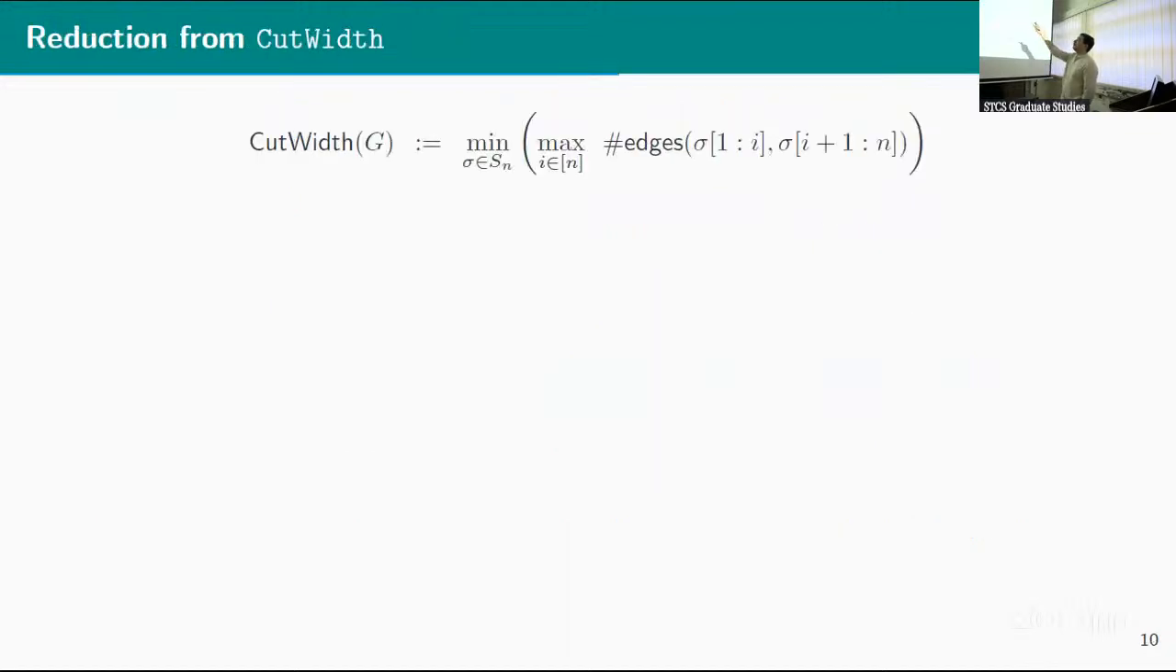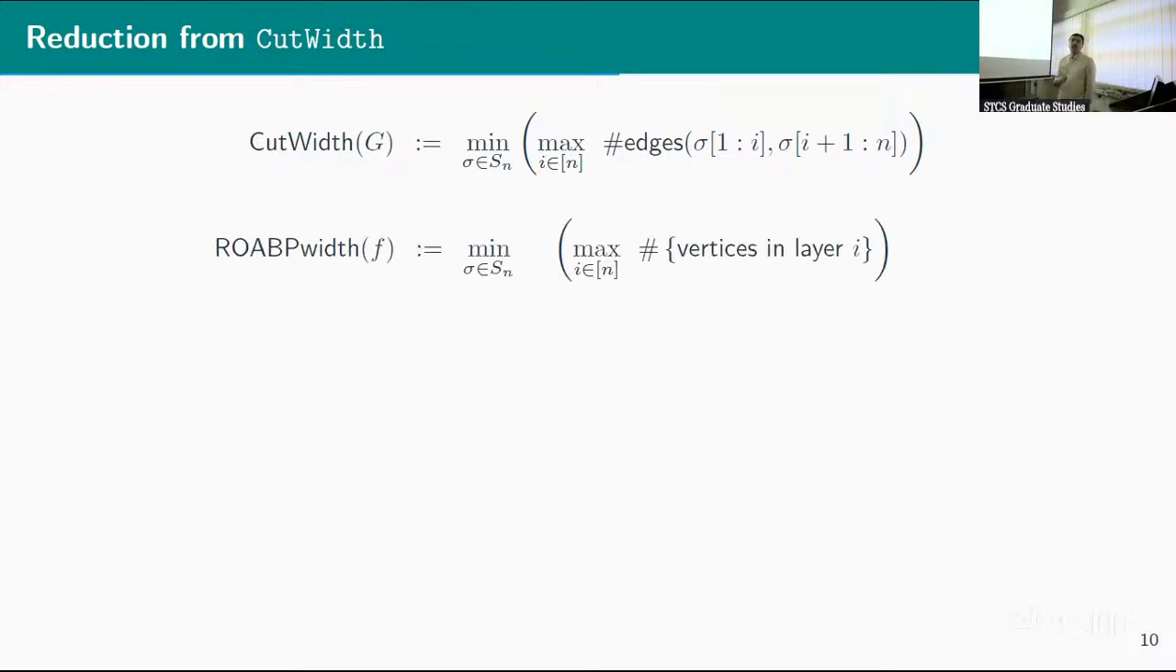So this is the formulation of cut width: minimum over all arrangements, maximum over all cuts. Right? This is the same as ROABP width. So if I give you a polynomial f and ask you what is the optimal ROABP width for f, it is exactly the minimum over all orderings of the variables. And once you fix the ordering, it's the maximum number of vertices in any layer. Right? So it already has this written out for you.